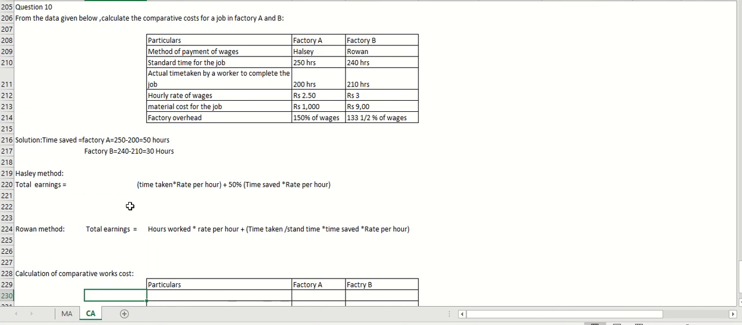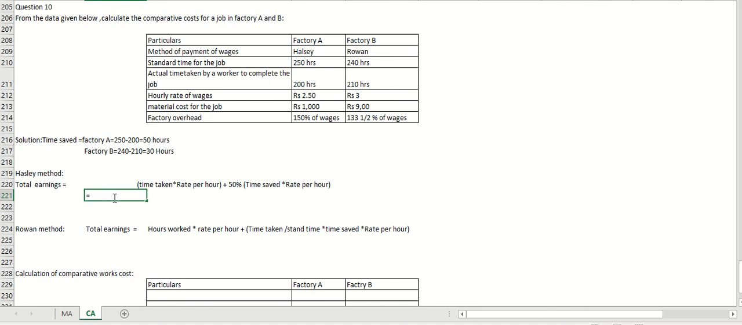Now we will first calculate the labor or the total earnings, the wages, for factory A and for factory B, which is under the Halsey method and the Rowan method. So factory A goes under the Halsey method and factory B goes under the Rowan method. Before that, we'll calculate time saved. For factory A it is standard time minus actual time: 250 hours minus 200 hours, which is 50 hours, and for factory B it is 240 hours minus 210 hours, which is 30 hours. Under the Halsey method, the total earnings is equal to time taken into rate per hour plus 50% into time saved into rate per hour. So that is your calculation.